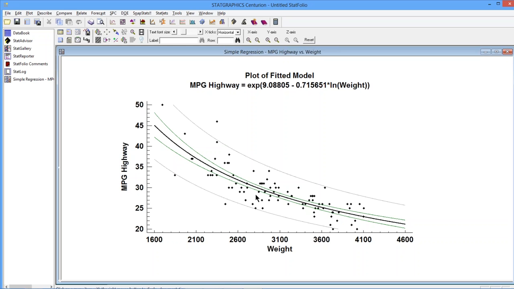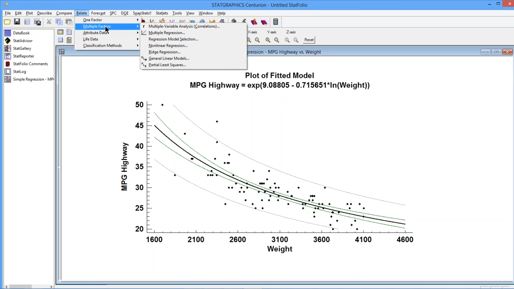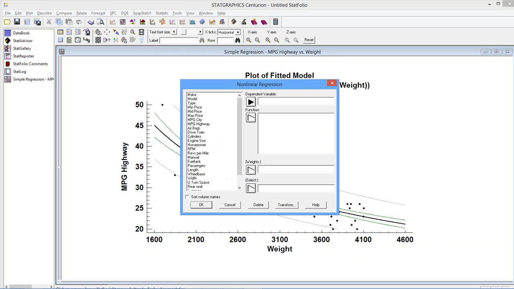Okay. Now, we want to take this model, however, and also put in a categorical factor. I want to add into this model here a term for whether or not the car has manual transmission. To do that, I'll have to go to relate multiple factors, non-linear regression. Now, non-linear regression, the way it works is you give it first your dependent variable, and then you type in any equation that you'd like to fit to the data.